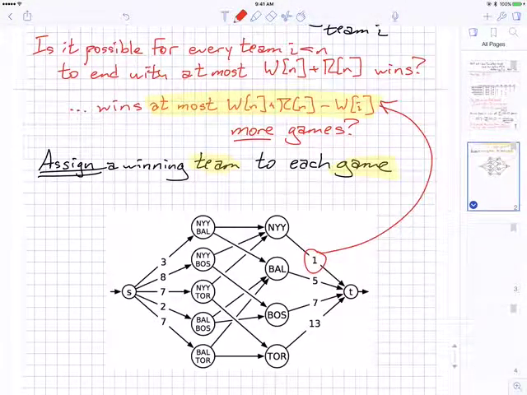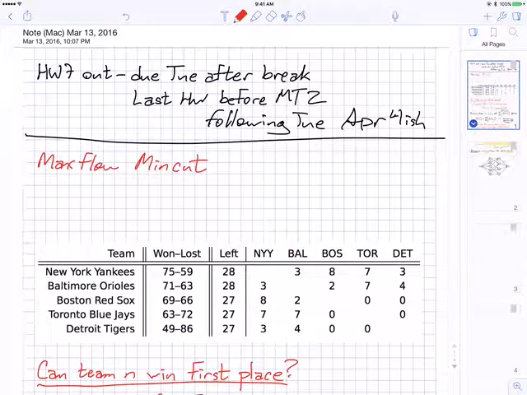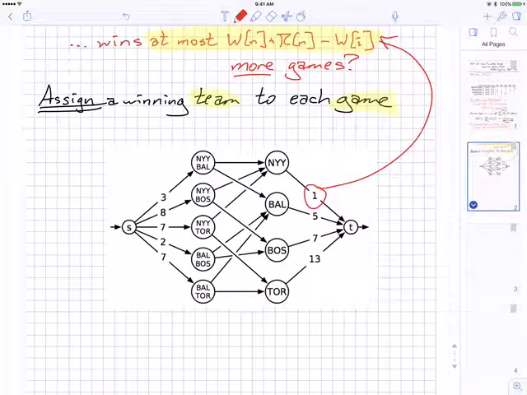This is the number of games that New York could still win without overwhelming Detroit completely. And if I look back at the original stats, if Detroit wins all of its games, it ends the season with 76 wins, which means if we want New York not to completely beat Detroit, they're allowed to win only one more game. I just calculated it from the data up there.